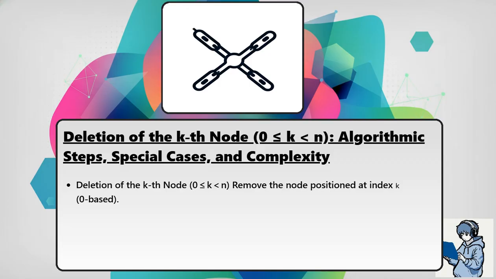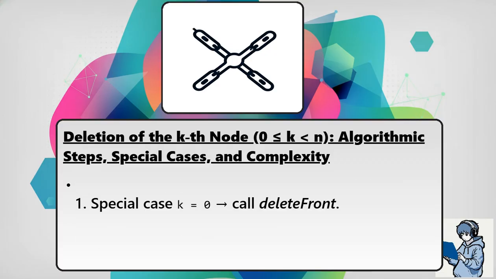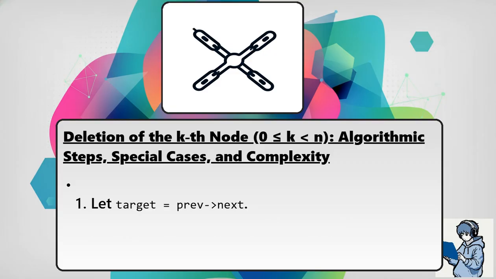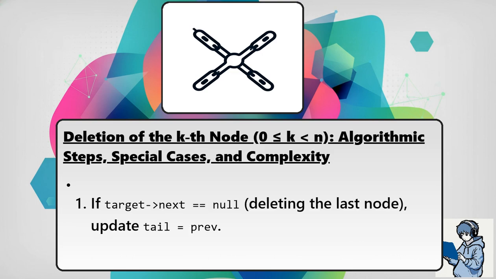Deletion of the kth node. 0 ≤ k < n: remove the node positioned at index k, 0-based. Validate k, 0 ≤ k < length; if invalid, error. Special case k equals 0: call delete front. Otherwise, walk from head to the node previous that is just before the target, that is k-1 steps. Let target equal previous->next. Set previous->next equals target->next, bypassing target. If target->next equals null, deleting the last node, update tail equals previous.